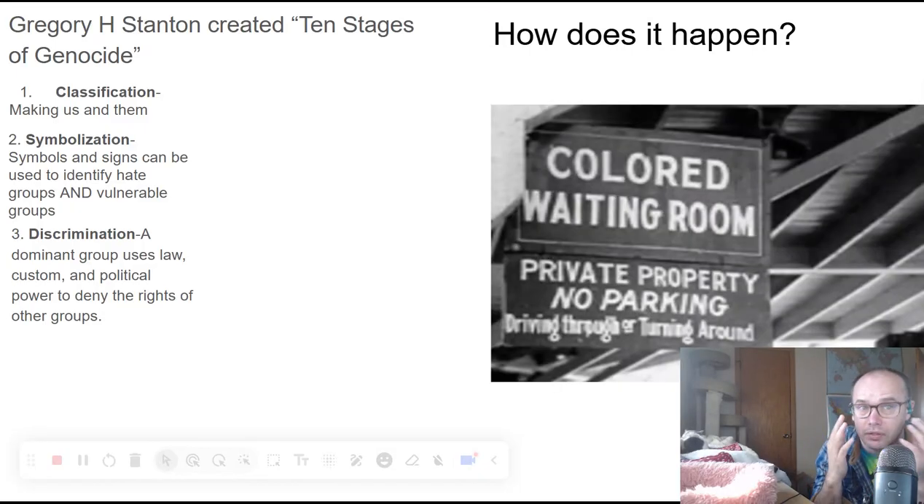Next, we have discrimination, where a dominant group will use laws, customs, and political power to deny the rights of other groups. We're using the power of the people in charge to make it so only they can benefit and that other groups will be more attacked, more persecuted.